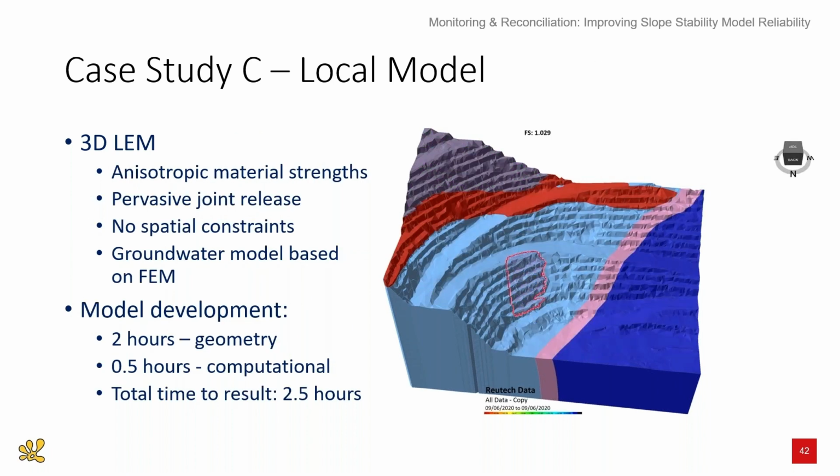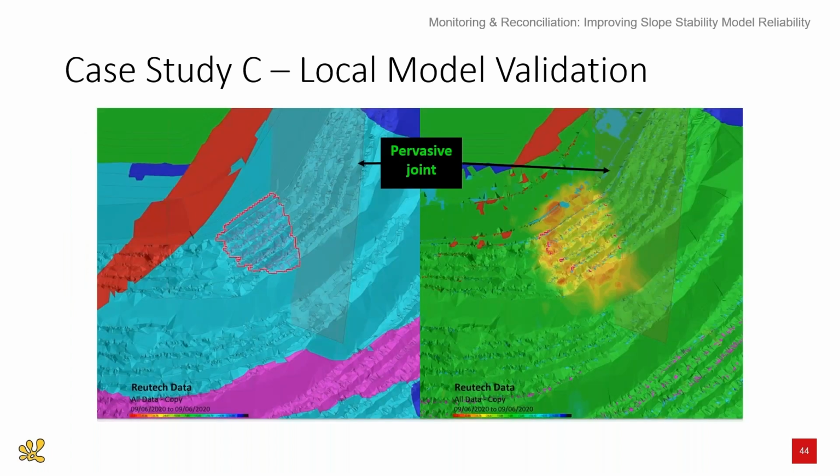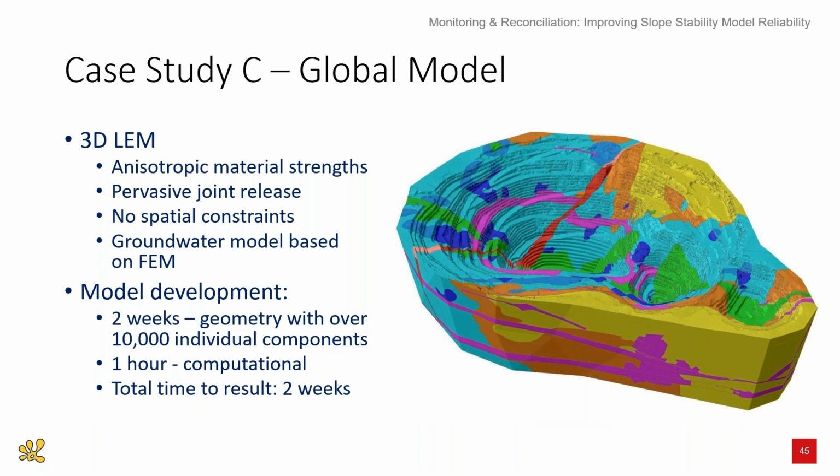The factor of safety in the model here is about 1.02, basically 1. The validation step is to import the radar data, where we're seeing a deformation hotspot collected over an 18-hour period, over the model results, and the displacement hotspot had almost perfect match with the low factor of safety area. In plan view, on the left, you can see the modeled slip surface, and on the right, you can see the deformation hotspot from the radar data. So again, a pretty good match.